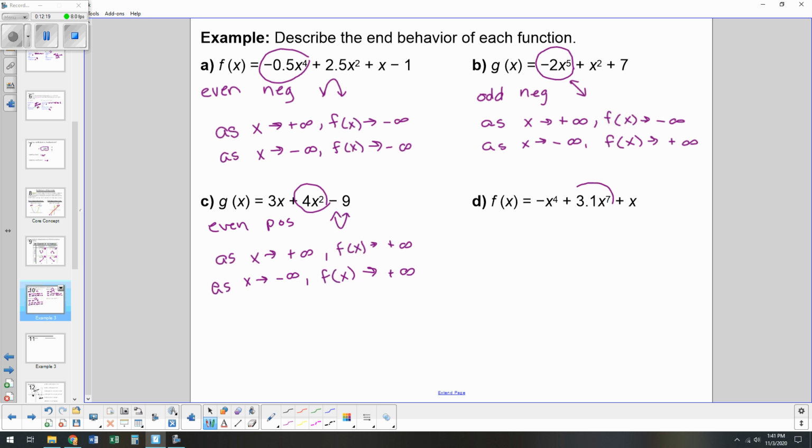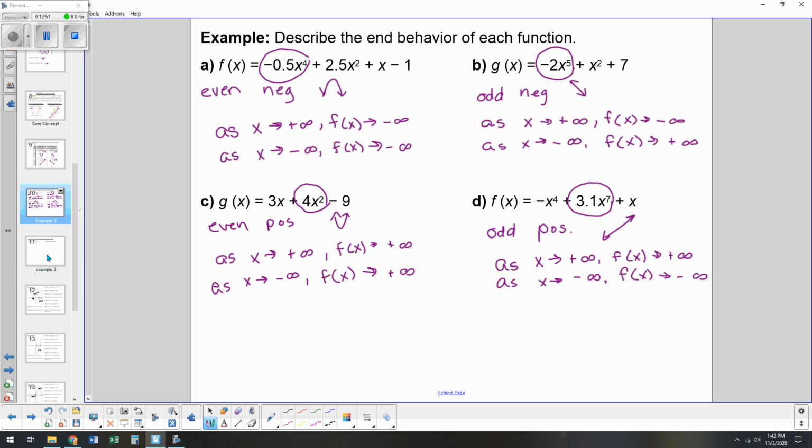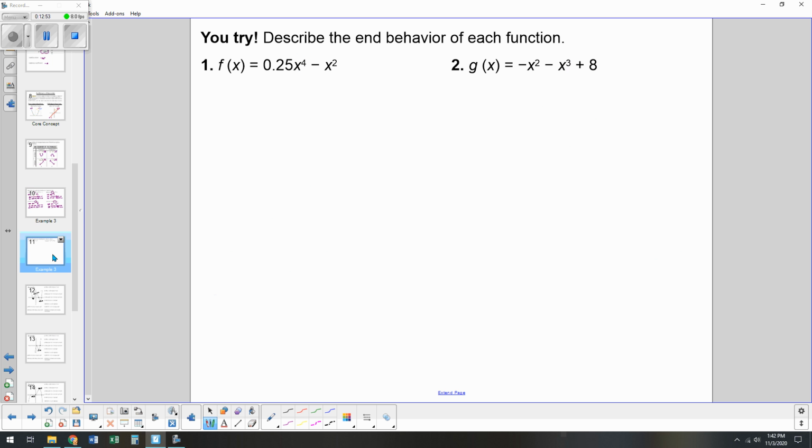And for d, I have 3.1x to the 7th, so the 7 is odd. The 3.1 is positive. So we're looking at a picture like this. As x goes to positive infinity, f of x goes to positive infinity. As x goes to negative infinity, f of x goes to negative infinity. All right, so you're going to try the next ones. Pause it, and I'll show the answer.